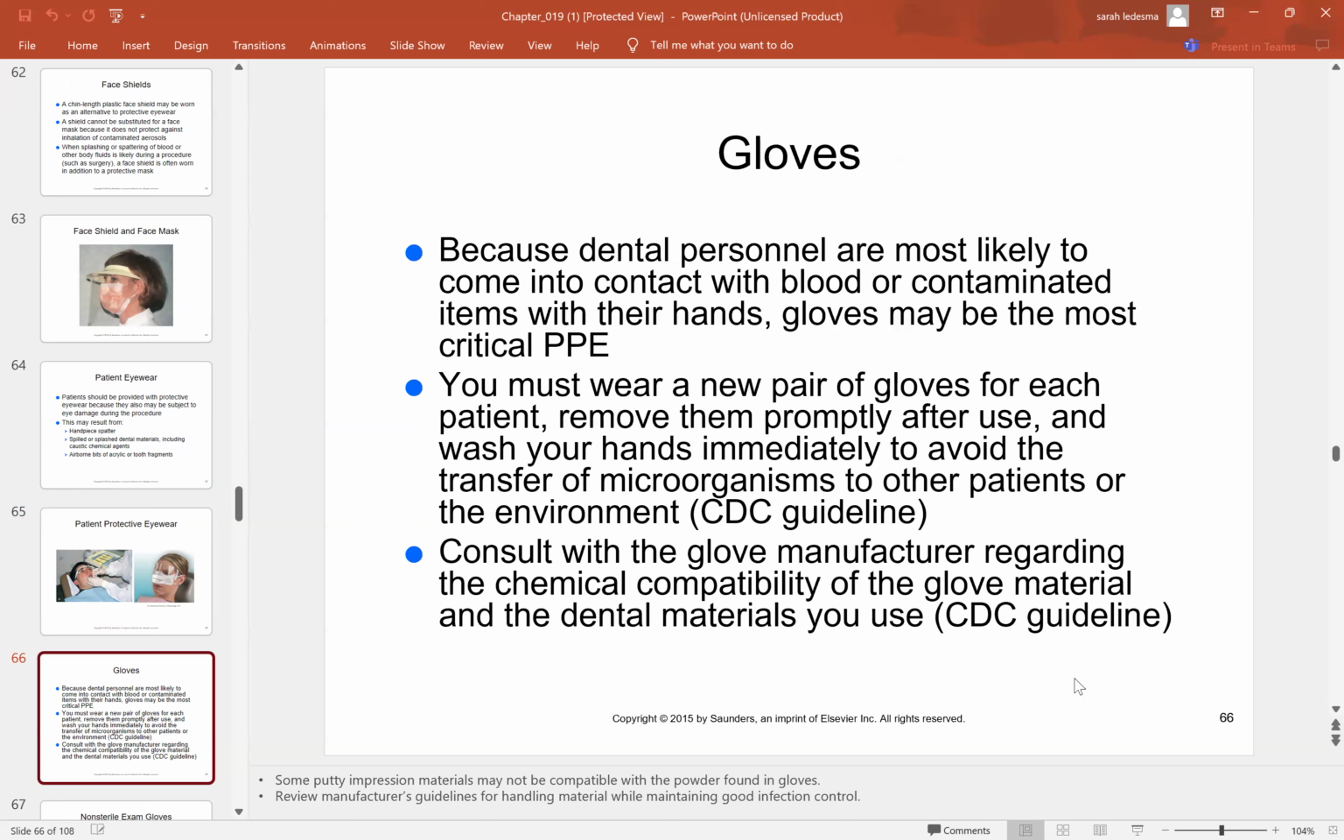Because dental personnel are most likely to come in contact with blood or contaminated items with their hands, gloves may be the most crucial PPE. You must wear a new pair of gloves for each patient. Consult with the glove manufacturer regarding the chemical compatibility of the glove material and the dental materials you use.